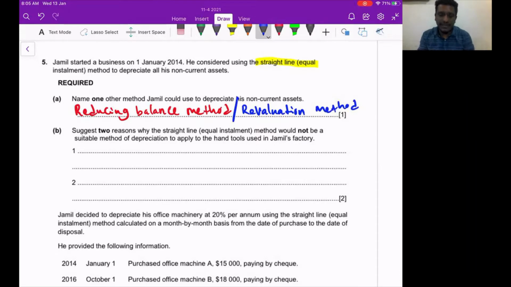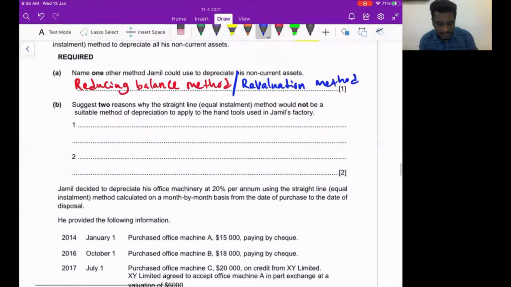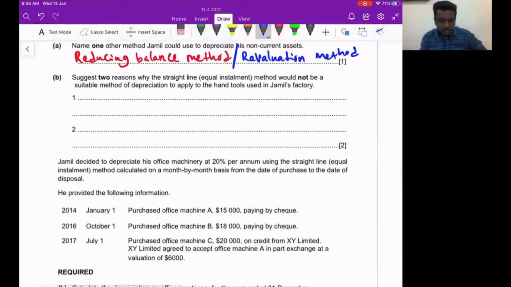There are altogether 3 methods. One is straight line, second is reducing balance method, third is revaluation method. So you write either one. The next one, B: suggest 2 reasons why the straight line method would not be a suitable method to depreciate the hand tools used in Jamil's factory.